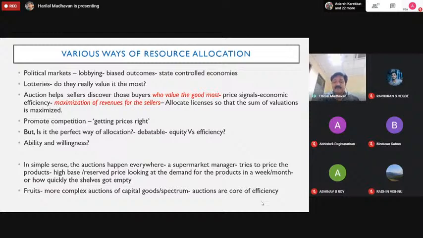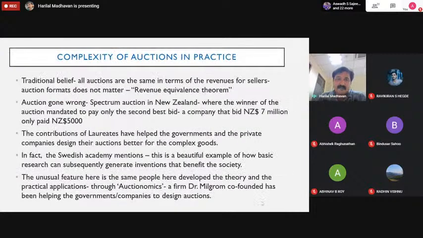Okay, so if you think about some of the complex commodities, like for example the radio frequencies case that these authors have analyzed here, these auctions are quite complex. So we have to see how they are actually quite efficient in dealing with this complexity. Okay. So traditionally, economists had the belief that all auctions are the same in terms of revenues for sellers. Okay. So in any format you follow, it doesn't matter. Basically, the revenue equivalence theorem talks about how the revenue would be equal in any format. Okay, that's the oldest, the traditional understanding of it. Okay, but we have examples where auctions have gone wrong.